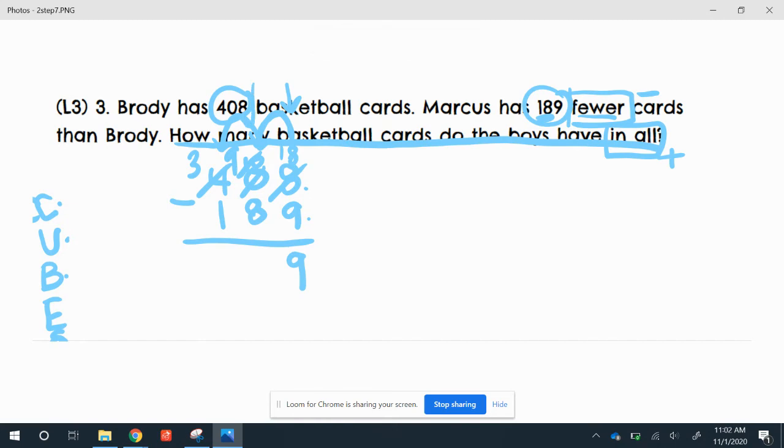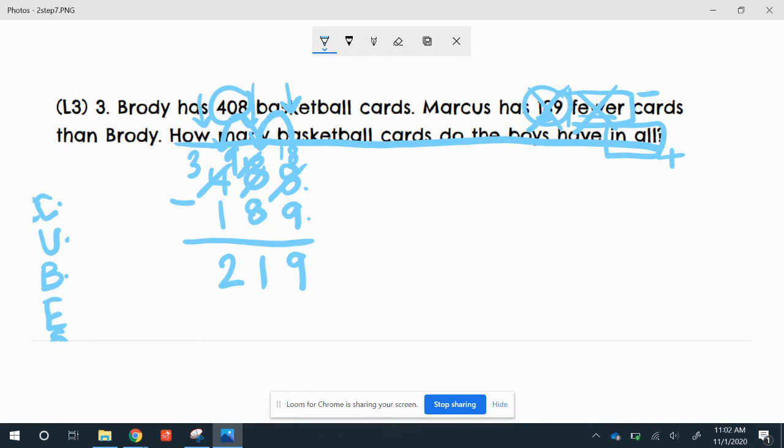Coming over to my tens column, what's 9 minus 8? 9 minus 8 is equal to 1, so I'm going to record it in my tens column. Lastly, I'm going to look at my hundreds column. What's 3 minus 1? I know it's equal to 2, so my number is 219. Now, because I have more than one keyword, I know that I'm going to have more than one step. But before I do that, I want to make sure that I cross off the kissing keywords. Let's cross off the word fewer and the number 189 because I already used them. I already have worked through that problem.